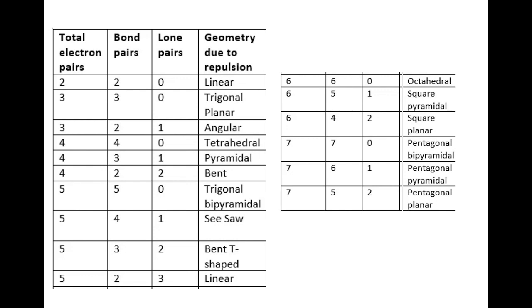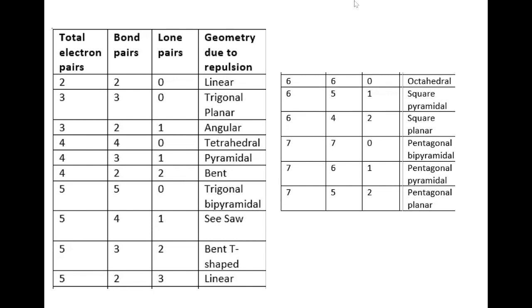If the total pairs of electrons is 7, then if the bond pairs are 7 and lone pairs 0, that will be pentagonal bipyramidal. If the bond pairs are 6 and lone pair 1, then that will be pentagonal pyramidal. If 5 bond pairs and 2 lone pairs are there, then that will be pentagonal planar.